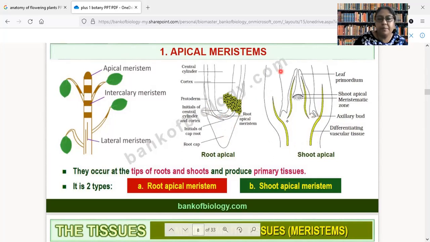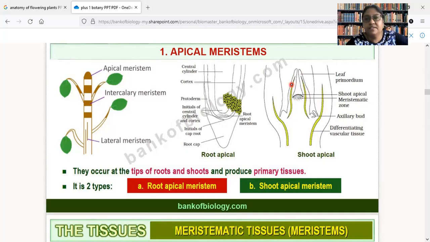So what is shoot apical meristem? As the name suggests, it is present in the shoot part. Okay, so you can see here the shoot apex where the meristematic zone is there. And many a time leaf primordium, that is the initial leaves, are protecting this part from harsh environment. Many a times it is observed that if a cow or a goat is eating a plant from the tip, the plant dies. But if it is eating leaves from the lateral side of the plant, the plant survives, even though most of the leaves are gone.